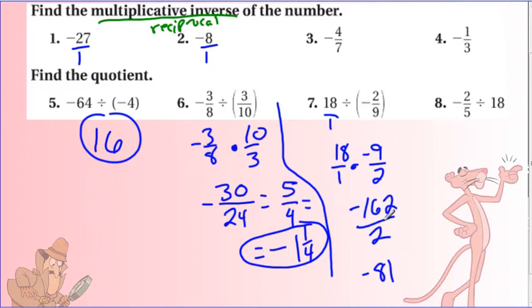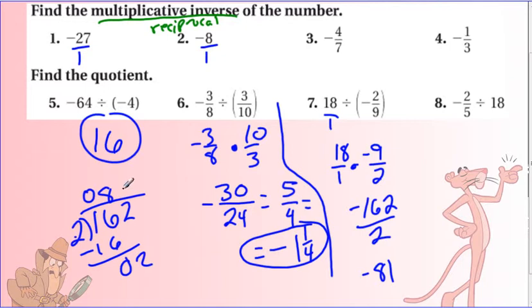And if you don't believe me, this 81 thing, the way that you would do this without a calculator, you literally would do your long division. 2 goes into 1 0 times, 2 goes into 16 8 times, 8 times 2 is 16, subtract, bring down. 2 goes into 2 1 time, 2, subtract, nothing else to bring down, 81. Signs are different, negative. Number 8, because you have one fraction, you need to make the other one a fraction.